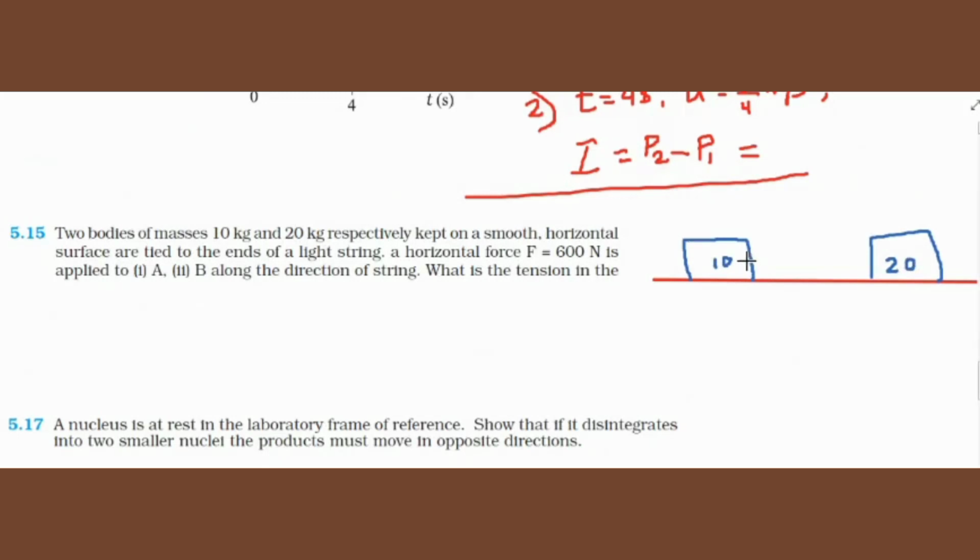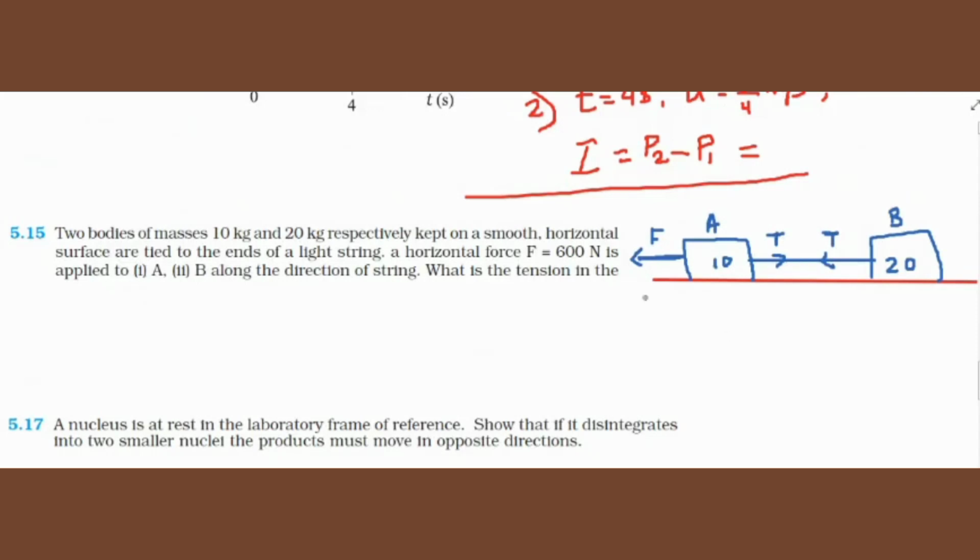They are connected with a string. Then what happens? A force of 600 Newton is applied to A. You take this one as A, and here B. A force of 600 Newton is applied here. When force is applied, what happens? There will be tension like this. The first body will apply a tension, and the second body will give an equal and opposite tension.